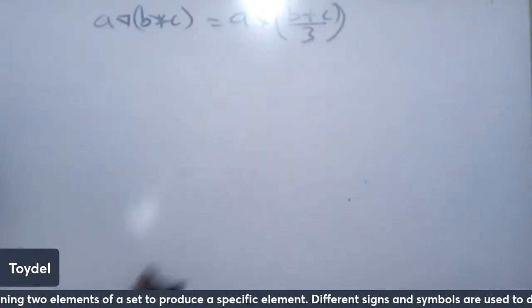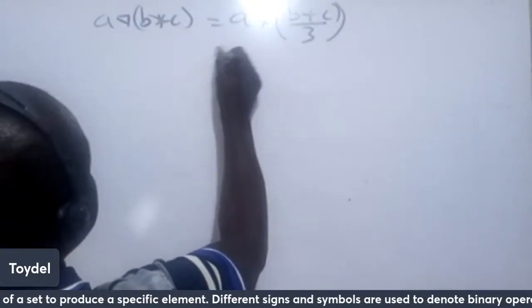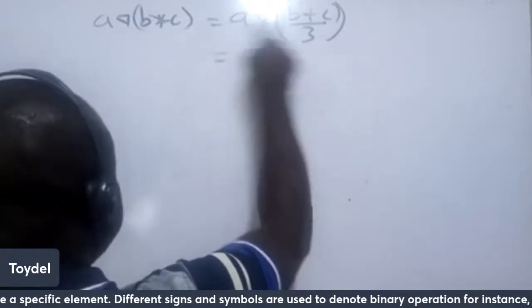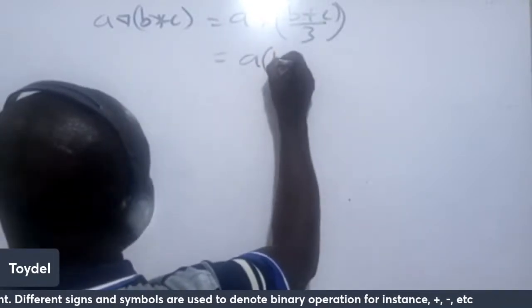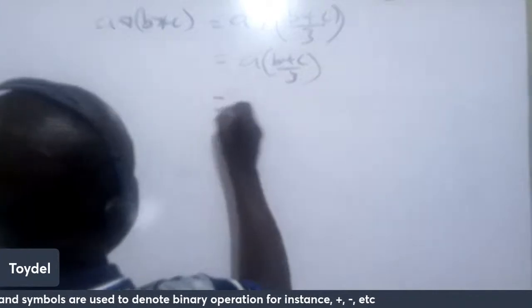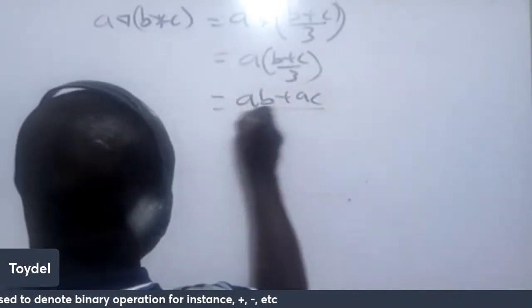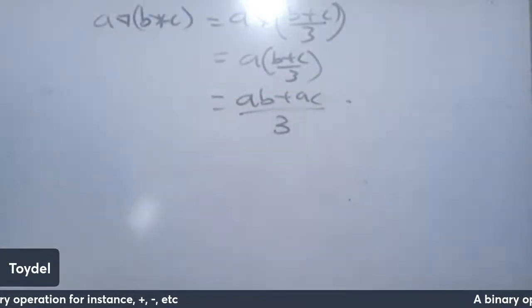Then from there, what is A ▽ B? That is AB. So we are going to have A into bracket (B + C) all over 3. If you expand this, we are going to have (AB + AC) all over 3. That's what we get at the left hand side.